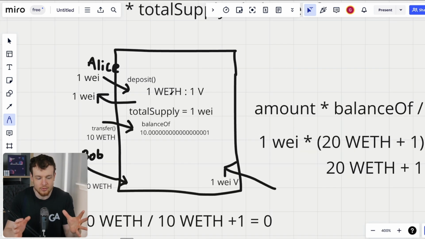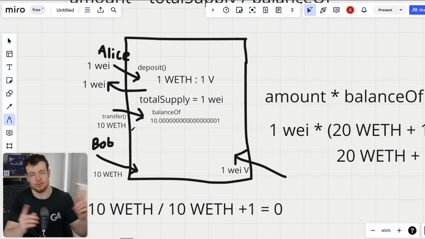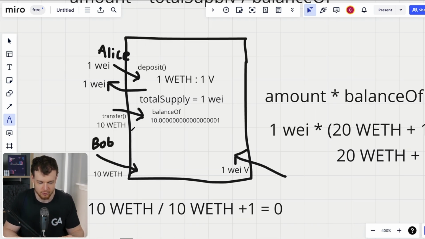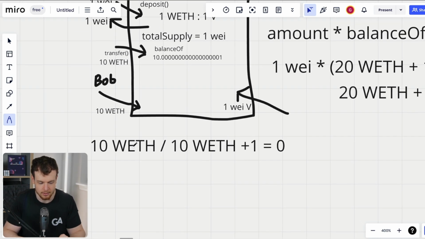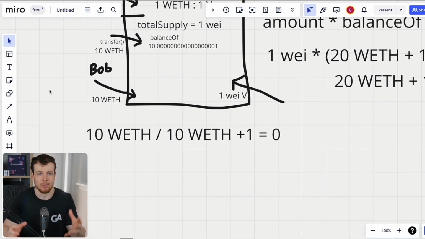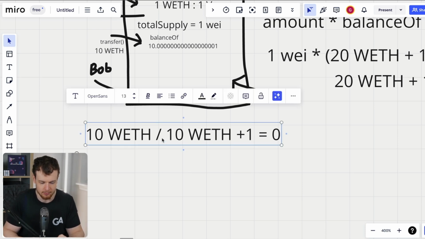So initially, the conversion rate still is 1-to-1, and Alice is front running Bob. She deposits one wei, she gets one wei of vault tokens out, and then she transfers 10 wrapped ether into the contract. Now Bob comes along, he deposits his 10 wrapped ether, and we can calculate, just to be sure, what does Bob get out of this 10 wrapped ether?